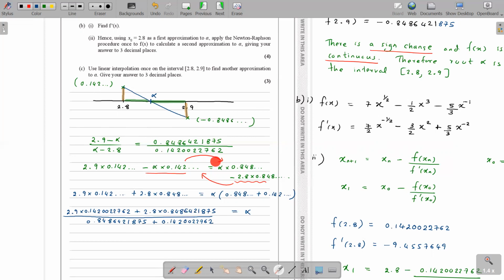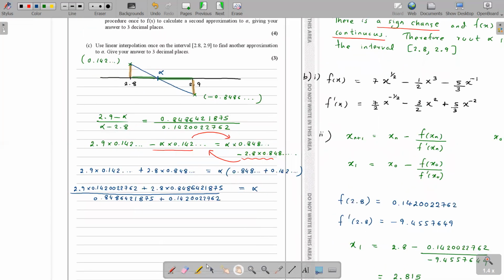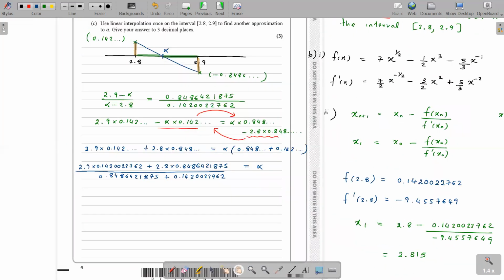Actually, you could type this in your calculator and also get the answer right in one go. You could type this equation directly and ask the calculator to solve it for you. It's a linear equation, so you can get the answers directly. So what is the alpha answer to 3dp? 2.814. The answer is 2.814.